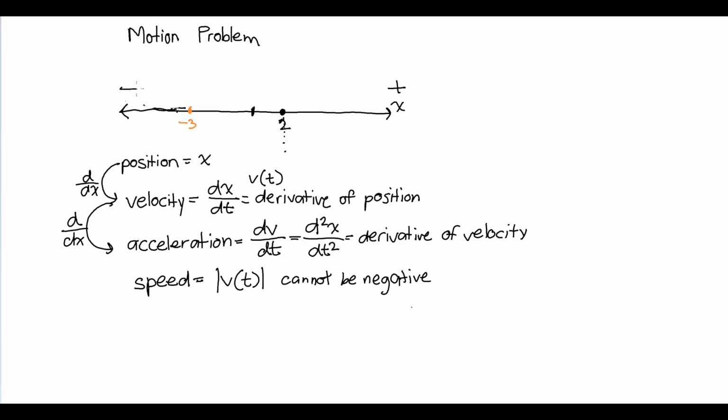With speed, it just tells you how fast the particle is moving, regardless of direction. So the speed is the absolute value of velocity, because absolute value is always positive. And distance is the total length that the particle has traveled. We define it in calculus in a specific way, so we'll get to that a bit later.